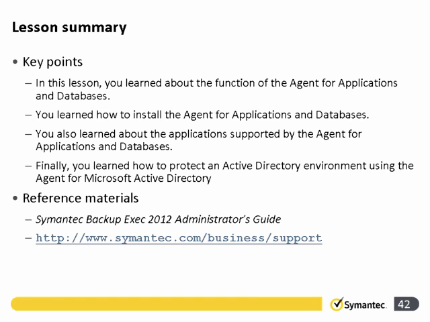So in this lesson, we have talked about the agent for applications and databases, how to install that agent, how it's licensed, and that agent includes an agent for Windows that would be installed on the server that's running the application or the database. We've talked about the applications that are supported by the agent for applications and databases, and then we've drilled down and looked into the details of how the agent for Active Directory functions to back up Active Directory as a whole, but allow you to restore individual items to Active Directory.